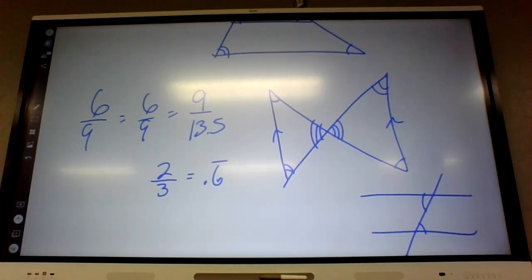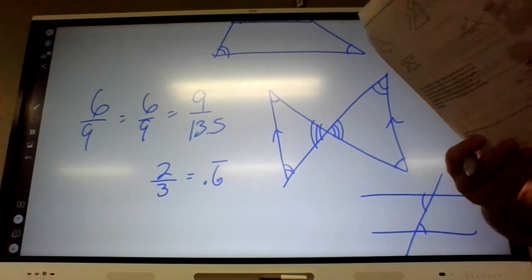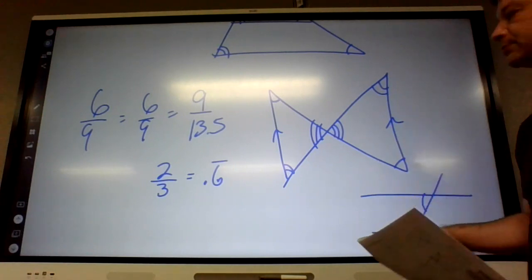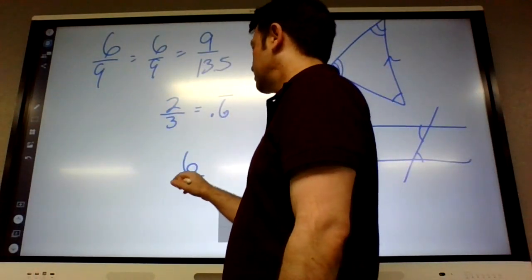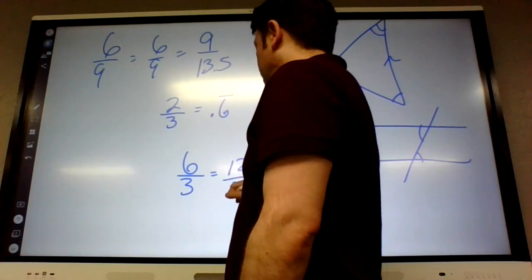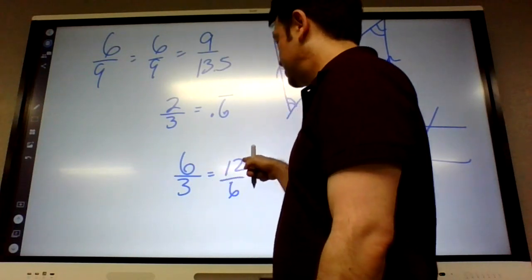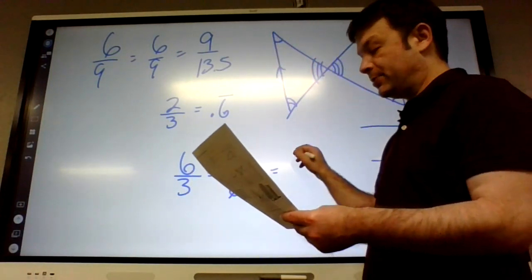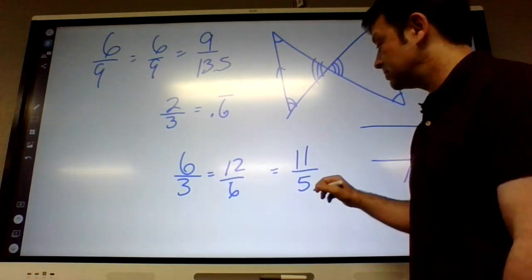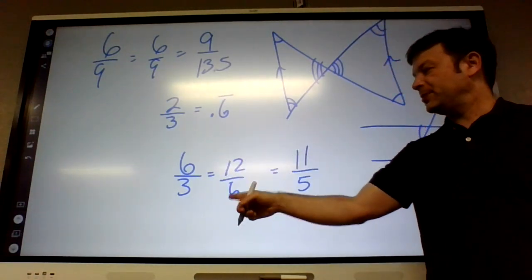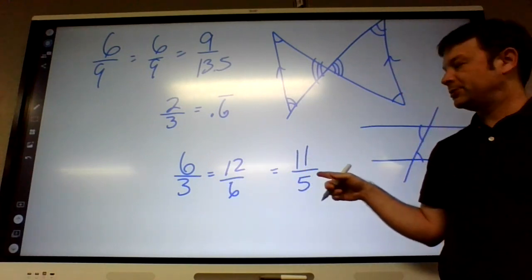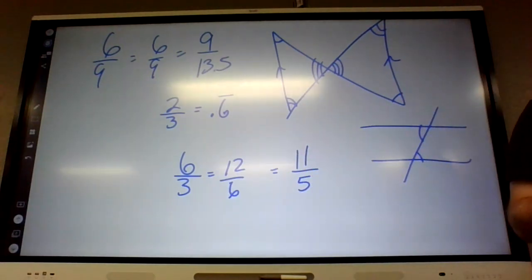Willow. Let's see. Does 6 over 3 equal 12 over 6? Well, how are 6 and 3 related to each other? Twice as big. So yeah, that does work. And does that equal, all we got left is 11 and 5? No. Yeah, that one doesn't, these would reduce to like 2 to 1. This is like 2.2 to 1. So it doesn't, so 5 is just not similar.